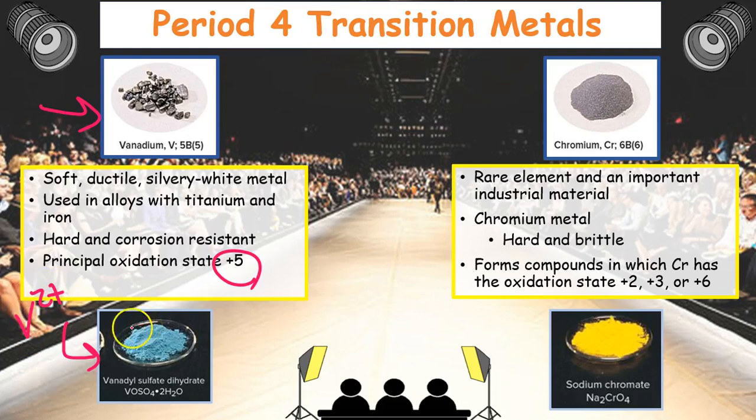All right, and next up, we're going to have good old chromium. Now, chromium is also a rare element. It's going to be important in industrial materials. The name is derived from the Greek word color, which is chroma. Again, because of the wide variety of colorful salts that it produces. So we see one of the colors yellow here. And because of the varying oxidation states, you can have different colors.